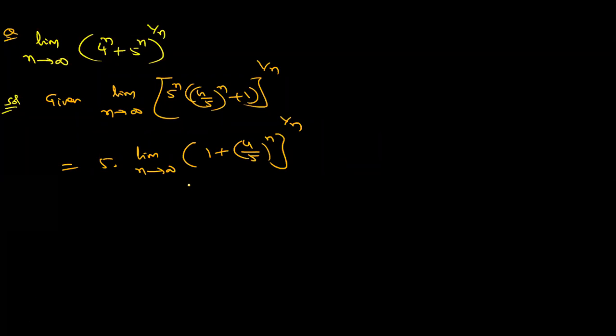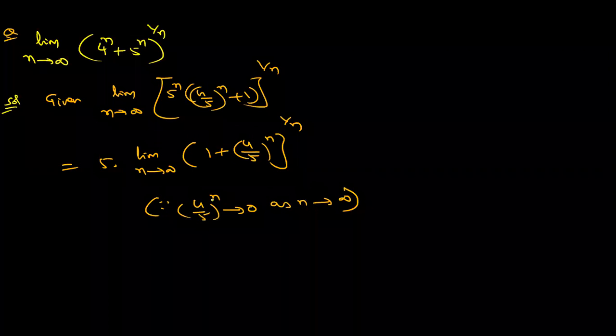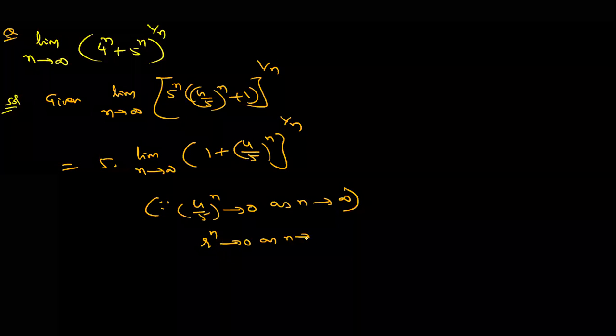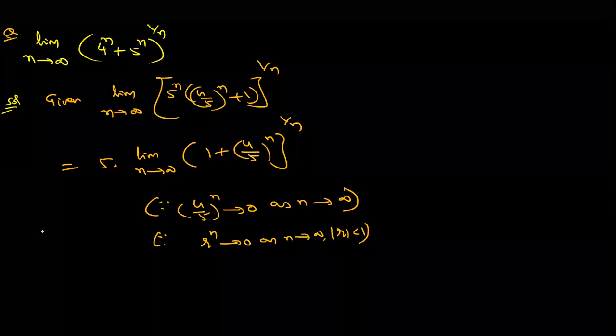How to solve this one? See. Anyone? Write the reason. 4 by 5 power n tends to what as n tends to infinity? Anyone? 0. Accepting this point? When n tends to infinity, 4 by 5 power n is 0, because r tends to 0 as n tends to infinity when modulus of r is less than 1. Revise the properties. So the answer is how much? 5.